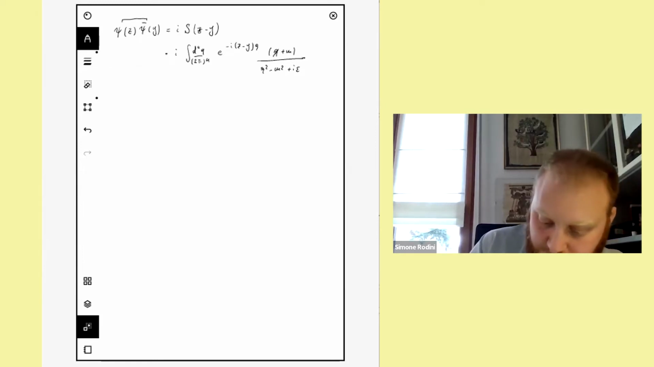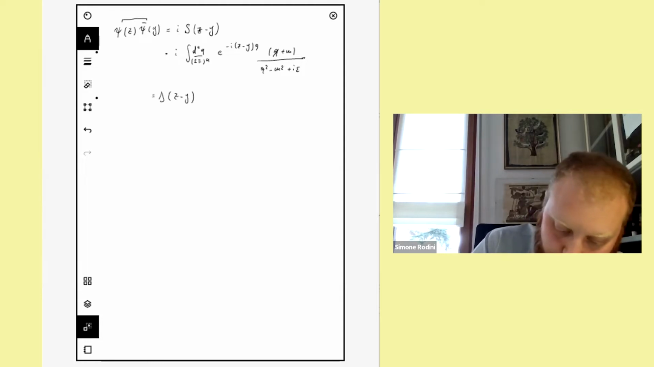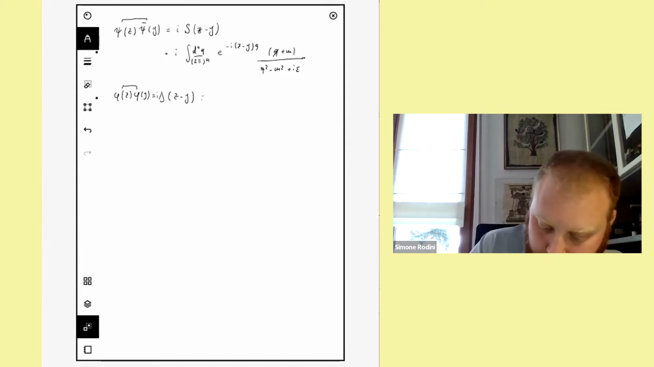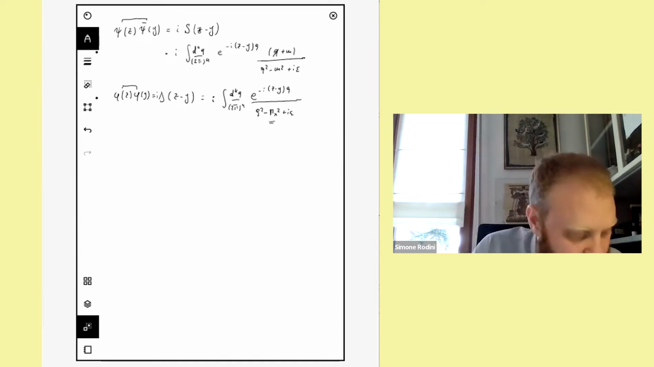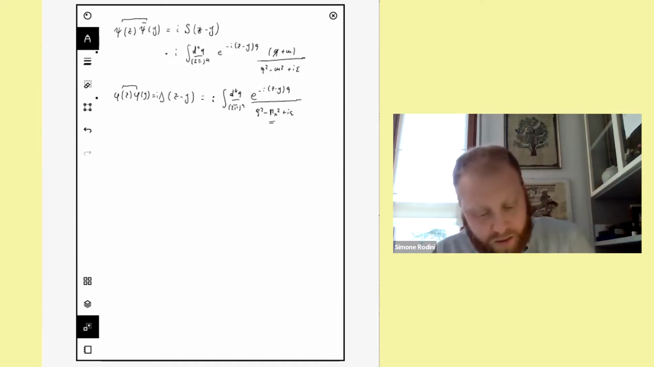Well, the scalar propagator is basically the same. This is nothing else. I just use different letters for the mass of the scalar field compared to the Dirac field. Basically, it is the same.